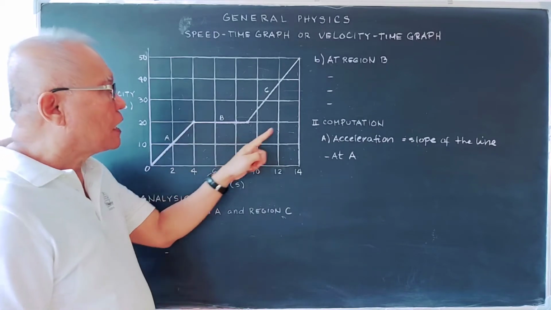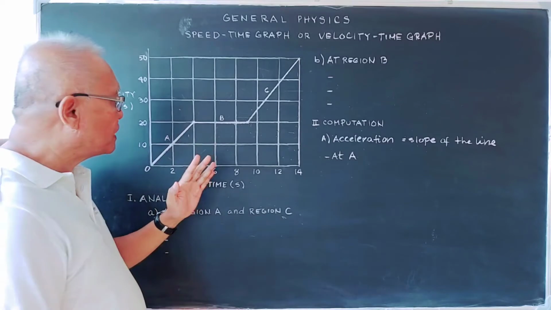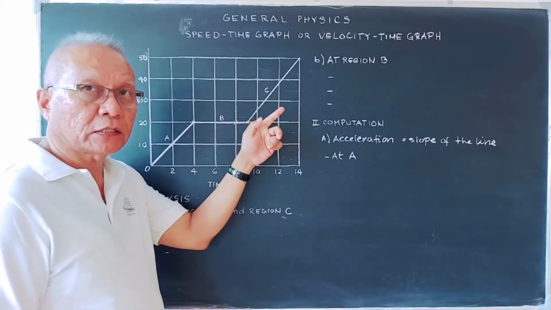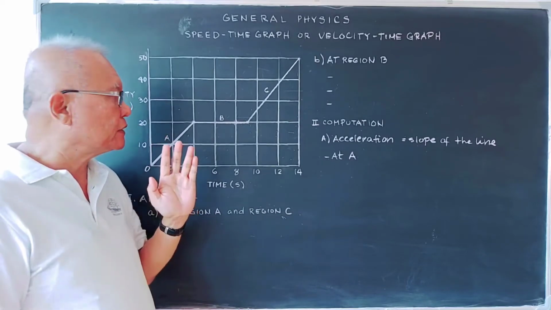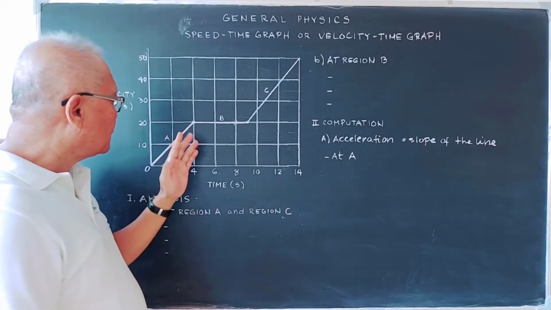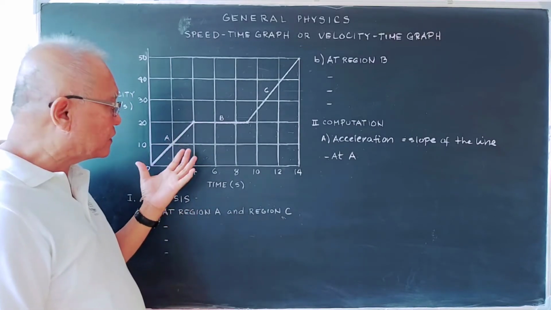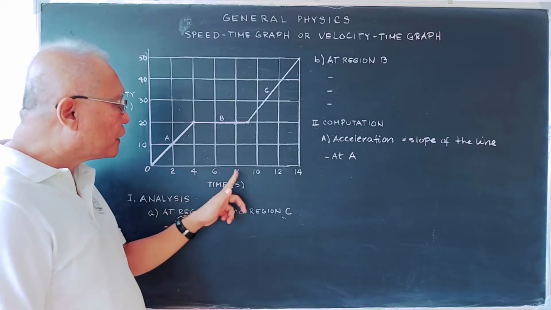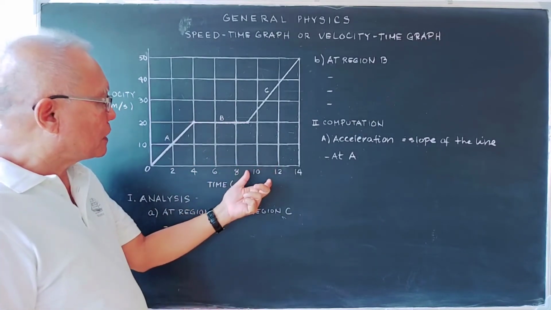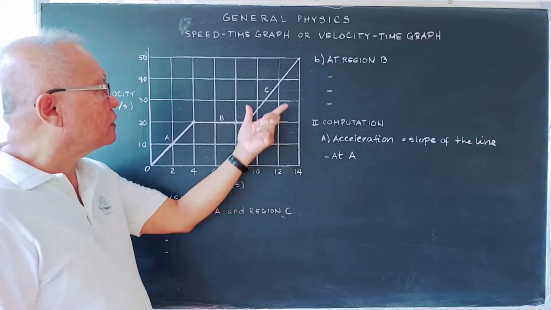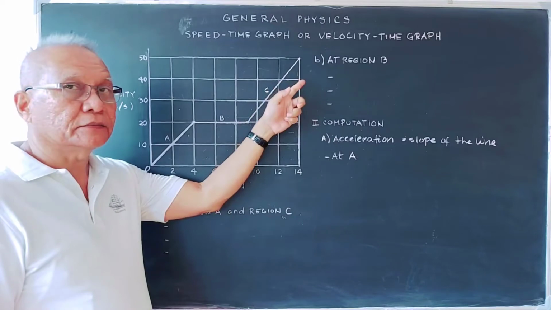And then, after the computation, we will get the distance traveled by our object. And what is that one? That is the area under the curve. So to find the distance traveled from 0 to 4, we have area under the curve there. From 4 to 8, we have area of the curve here also. And then from 9 to 14, we have also a curve here under the line.